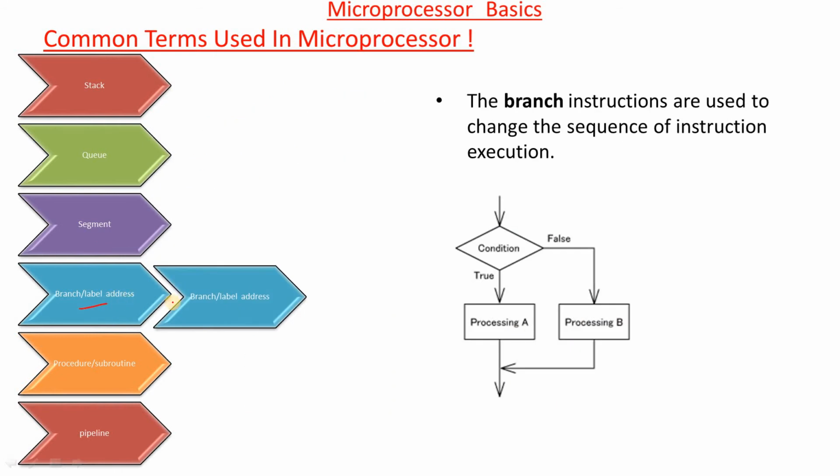The next one is the branch or label address. For example, in the 8086 microprocessor, CALL 2000H. Let us see a small instruction: CALL 2000H means this is a label address or branch address. What will happen? If it is a call or label address, the cursor automatically goes to that location.